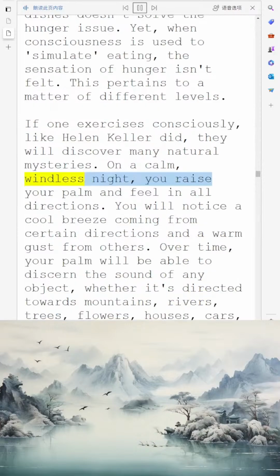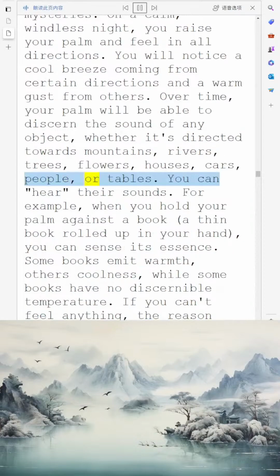On a calm, windless night, you raise your palm and feel in all directions. You will notice a cool breeze coming from certain directions and a warm gust from others. Over time, your palm will be able to discern the sound of any object, whether it's directed towards mountains, rivers, trees, flowers, houses, cars, people, or tables. You can hear their sounds.